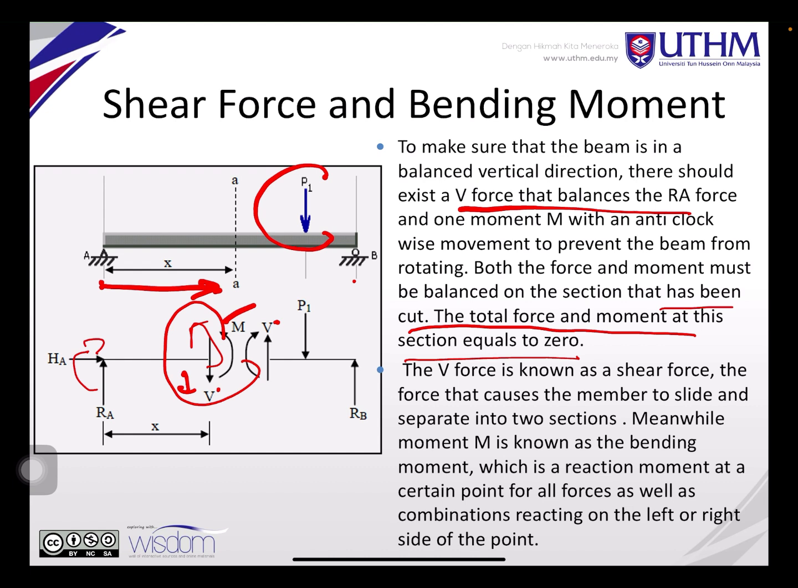When you have an RA going in this direction, you will have a force going in this direction and a moment to balance it. The force is known as the shear force, the force that causes the beam to slide into two sections. Meanwhile, the moment is known as the bending moment, which is the reaction moment at certain points for all forces, as well as the combined reaction on the left or the right side. When you cut, the left and right must be in equilibrium.